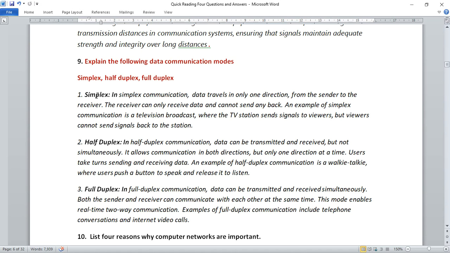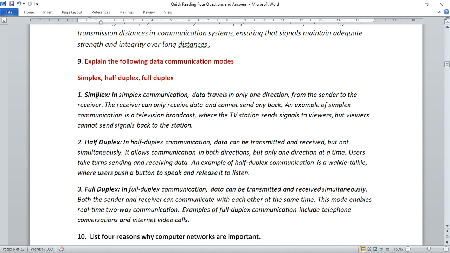For example, we are talking of a television. When you are listening to news or watching a movie from a television, you cannot really ask questions. You can only watch. So when we talk about data transmission in one direction, like in TV broadcast or radio broadcast, it is called simplex.